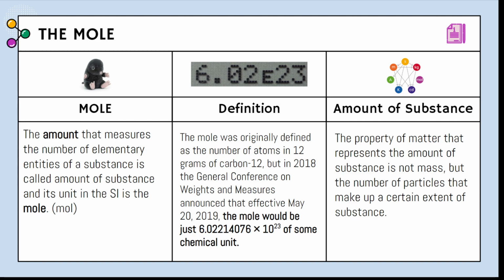El número ese que os he dicho. A ese número we call it Avogadro number, el número de Avogadro, ¿vale? Avogadro number, we write N mayúscula, A, ¿ok? So, the property of matter that represents the amount of substance is not mass, but the number of particles that make up a certain extent of substance, ¿ok?